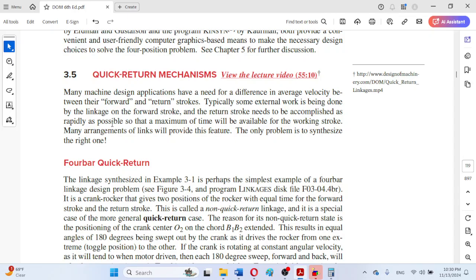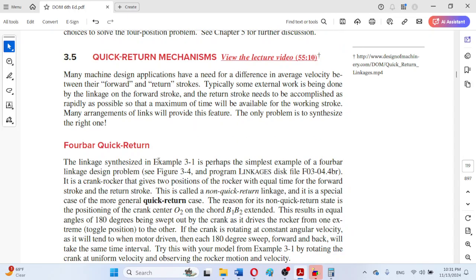So this is article 3.5 from the book Design of Machinery by R.L. Norton, 6th edition, page number 119. In this article I will briefly be reading some important descriptions as mentioned here, and if there is some important point, I will be explaining it. So here, in the quick return mechanism, first is the 4-bar quick return mechanism.